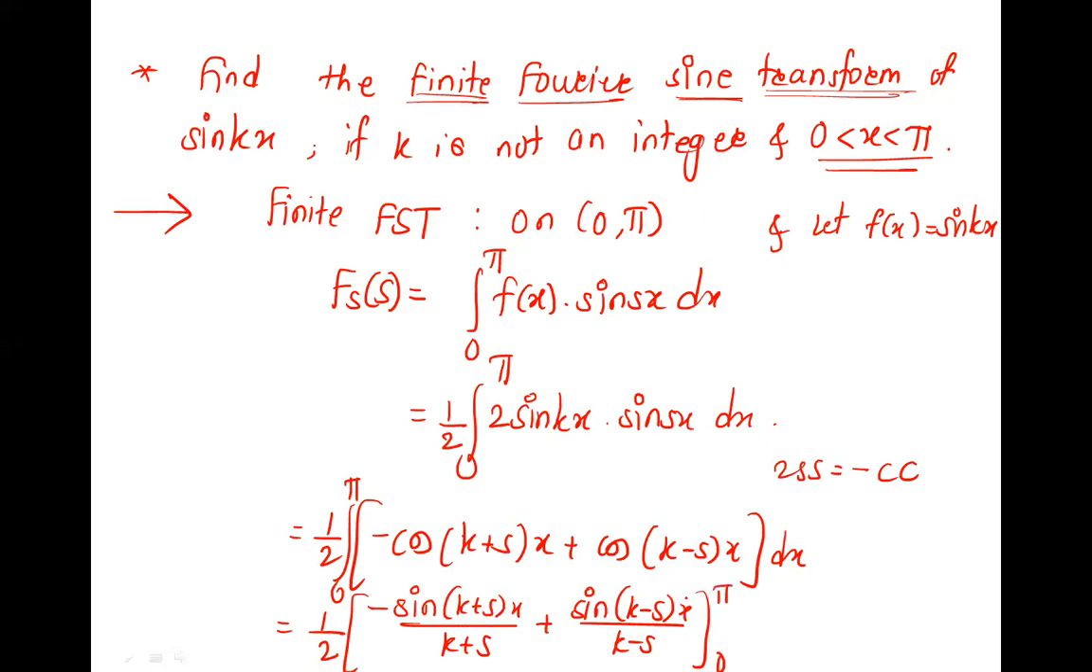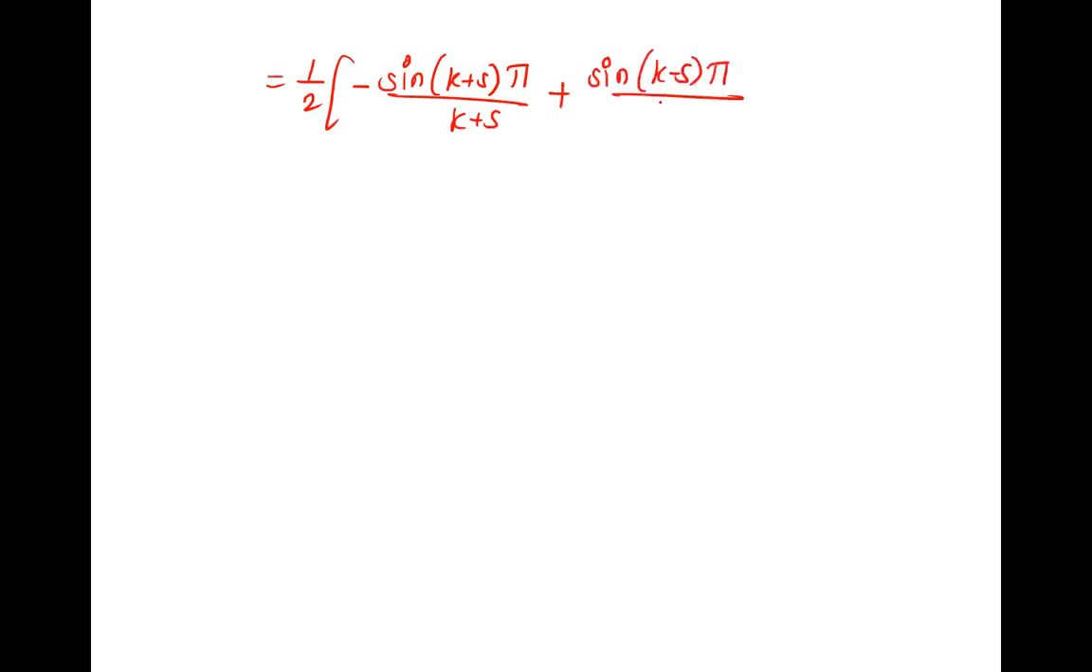So first thing you will write x as pi everywhere and then x as 0. If x is 0, sine 0 is 0, and this is also 0. So it is equal to 1/2 of sine(k minus s)pi upon k minus s plus sine(k plus s)pi upon k plus s at the upper limit. Minus there will be sine 0 upon anything, so it is 0. So the lower limit is 0.